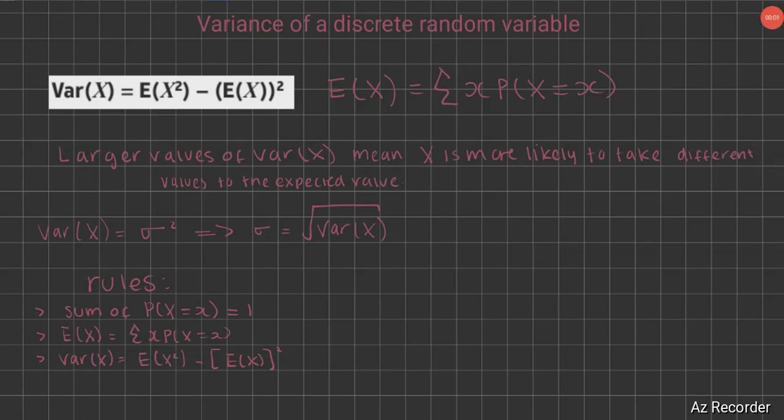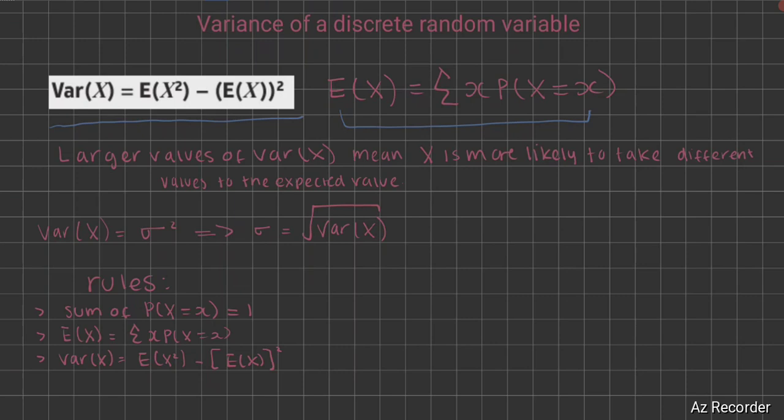So in this video, we'll be looking at the variance of discrete random variables. In the previous video, we looked at the expected value of discrete random variables. So if you look at the formula here, to calculate the variance, we use expected values. If you remember from the last videos, expected value, this is the formula, and this will need to be remembered. And for larger values of variance, this means that the values of x we get are more likely to deviate from the value we got as the expected value.